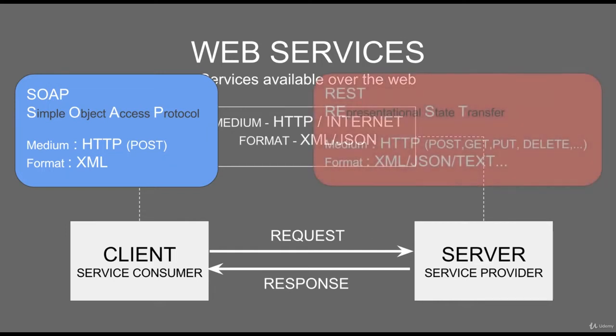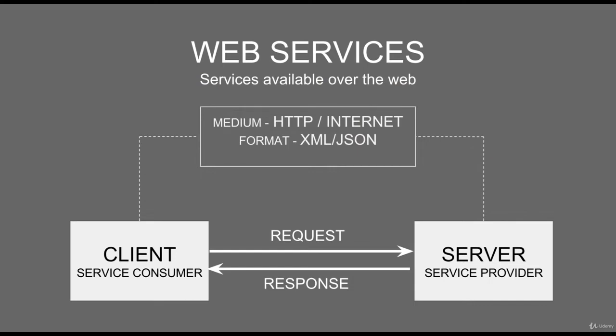The second major implementation of web services is done in REST, and REST is an acronym for representational state transfer. Here the medium again is HTTP, but unlike SOAP, in REST we can leverage all the conventional methods of HTTP. So it can use post, get, put, delete and so on. Again, the format that REST uses can be XML, JSON, text and others as well. So you can see REST is more flexible and less rigid than SOAP, and in the coming sessions we will look deeper into these two types of web services and we will understand the basic architecture behind SOAP and REST.